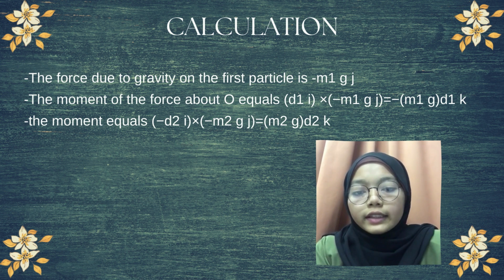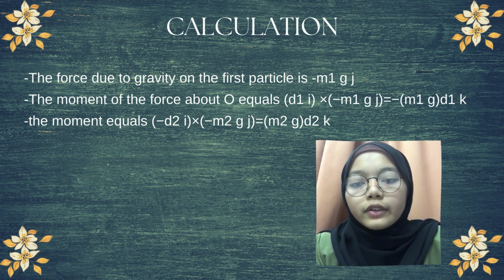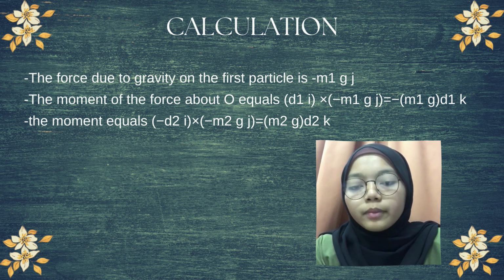The conclusion is each time the ruler balances horizontally, we can see from our results that the anti-clockwise moment about the pivot equals the clockwise moment about the pivot. This verifies the principle of moments.